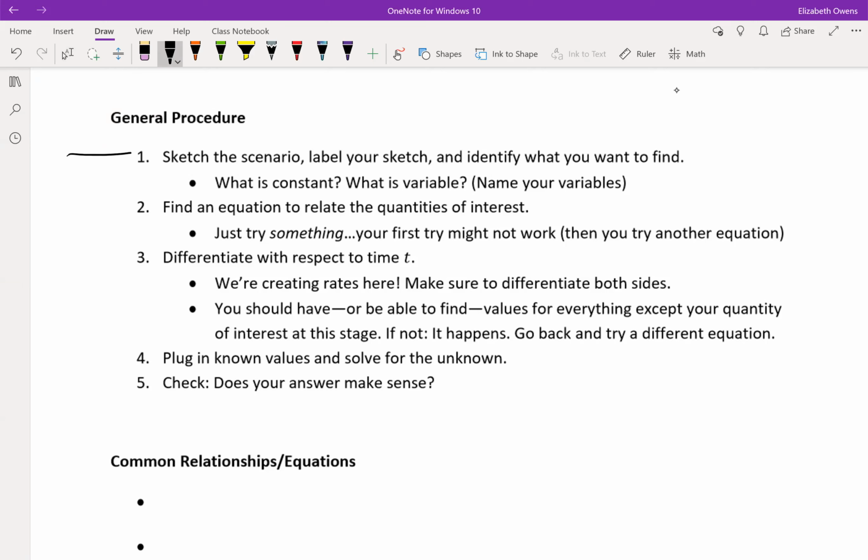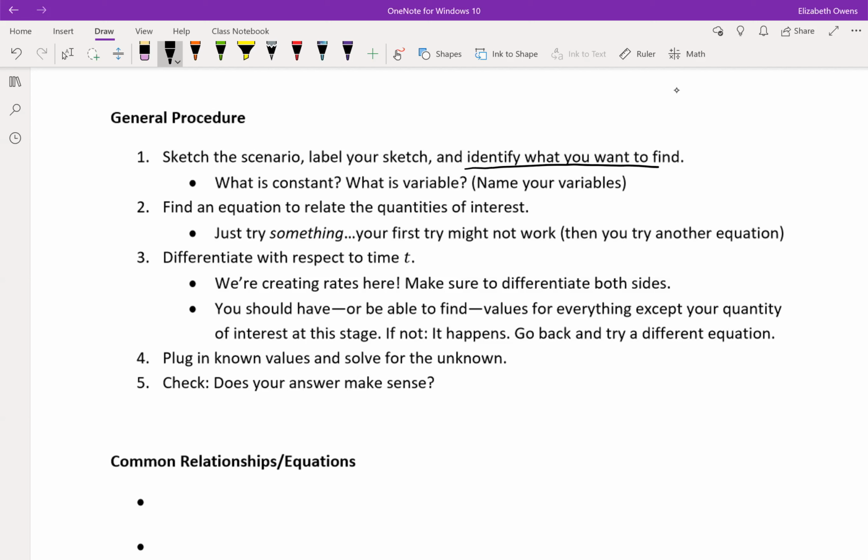The first thing you want to start out with is sketching the scenario. If at all possible, sketch it out. It helps. Label your sketch. That gives you a chance to identify your constants and your variables, okay? And to give those variables different names, name them in a way that makes sense to you, okay? So sketch it out and label your sketch. That gives you a good solid start.